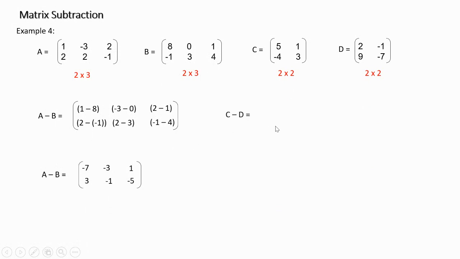Now let's do C minus D. So C minus D is going to be 5 minus 2, 1 minus negative 1, negative 4 minus 9, and 3 minus negative 7.